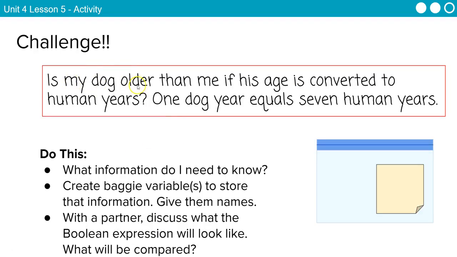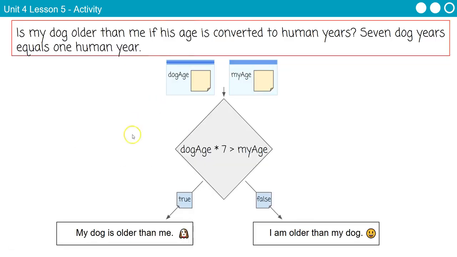This one, is my dog older than me? If his age is converted to human years, 1 dog year equals 7 human years. So they've kind of written this one out for us. We have the dog age, we have my age. Here is my diamond, or my decision that I'm going to make using those comparison operators and this Boolean expression to decide if this is true or false.